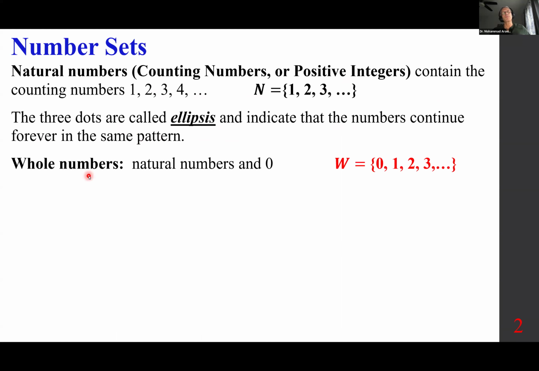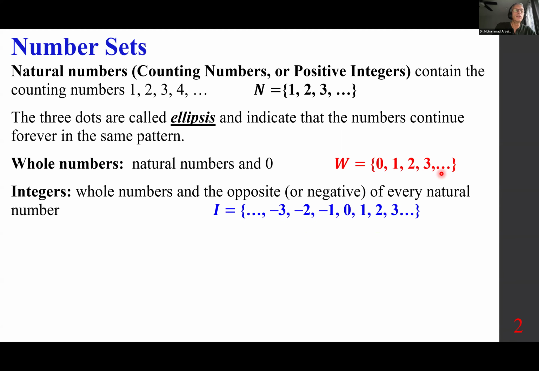Whole numbers, natural numbers and zero. So whole numbers, which normally we show with W, is the set containing 0, 1, 2, 3 to infinity. Integers, whole numbers and the opposite or negative of every natural number, normally represented with I. So 0, 1, 2, 3 to infinity on the positive side, and on the negative side, negative 1, negative 2, negative 3, all the way to negative infinity.